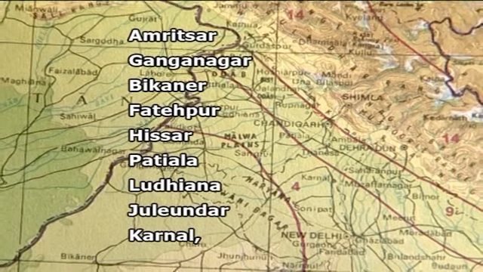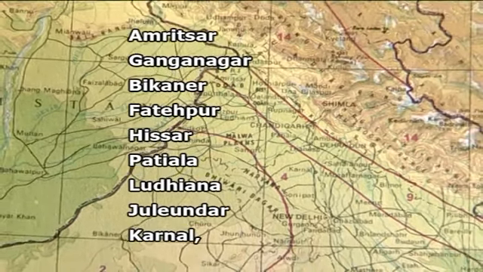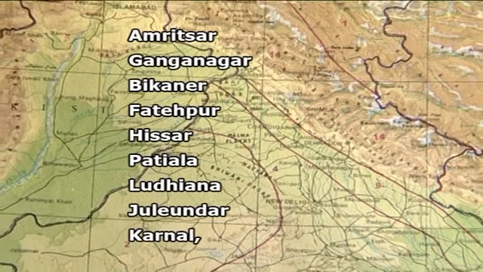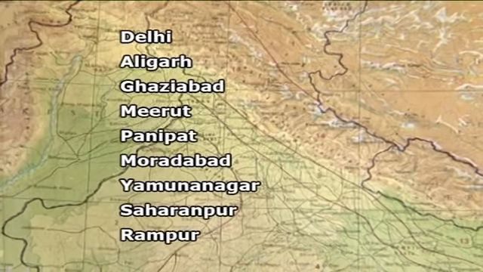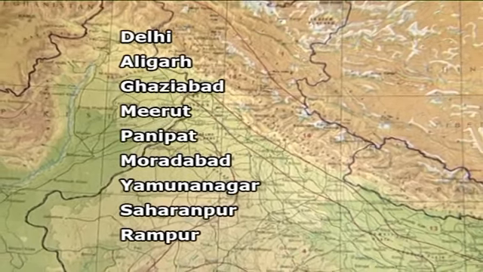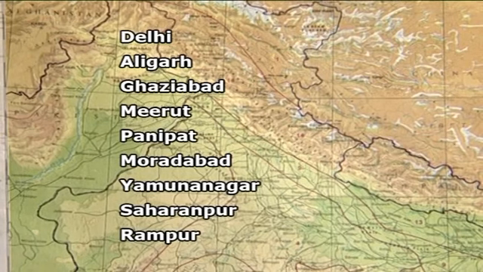The region around Amritsar, Ganganagar, Bikaner, Fatehpur, Hisar, Patiala, Ludhiana, Jalandhar, Karnal, Delhi, Aligarh, Ghaziabad, Meerut, Panipat, Moradabad, Yamunanagar, Saharanpur, Rampur, Bareilly, Shahjahanpur and Lakhimpur show a flat topographic gradient. These belong to Bari Doab, Malwa plains and Haryana Bhiwani Bagar physiographic regions.